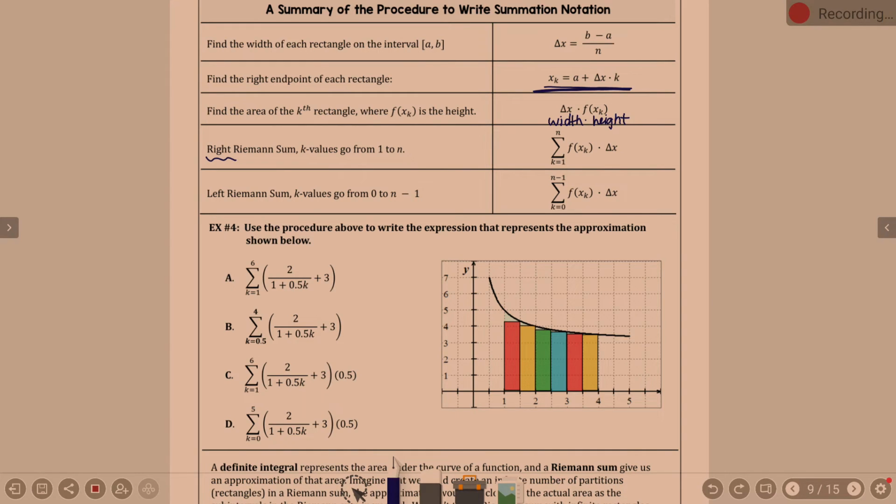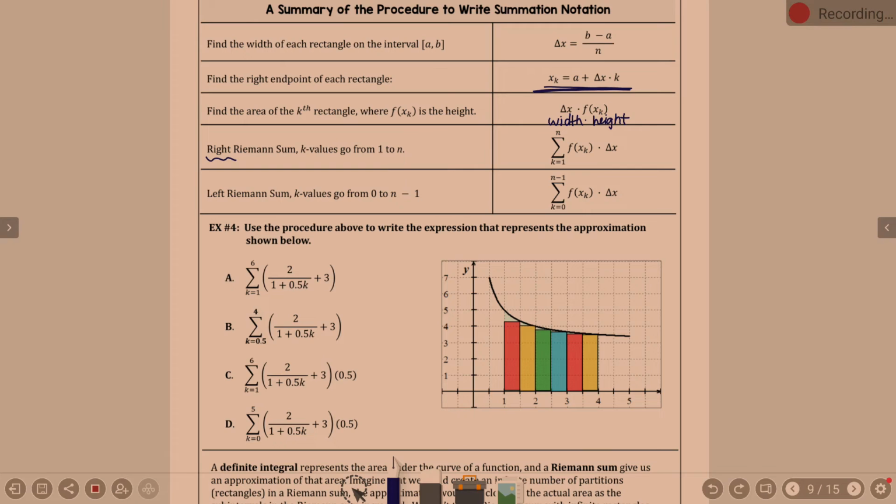Example 4 is technically a multiple choice question. However, they didn't really give us any room to work. I didn't realize it was multiple choice at first, but use the procedure above to write the expression that represents the approximation shown below. So, we have some colorful rectangles. We're trying to write our summation notation for that. With that in mind, let's try and use that procedure.